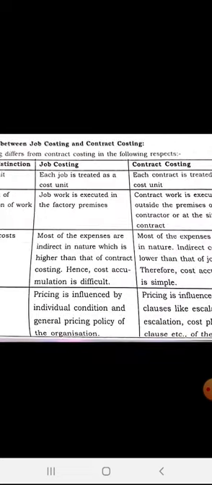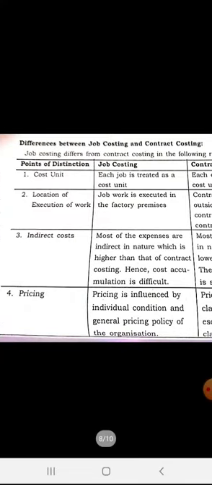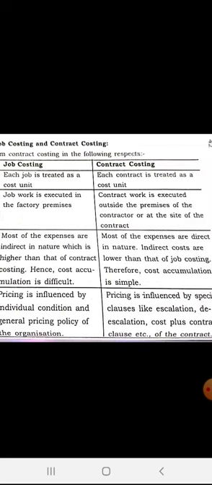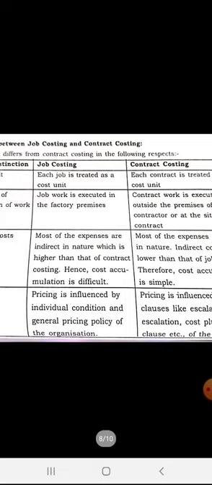Under the location of executing the work, the job work is executed in the factory premises. Under the contract, work is executed at the premises of the contractee. Next, indirect cost. Under job costing, most of the expenses are indirect in nature. Under contract costing, most of the expenses are direct in nature.